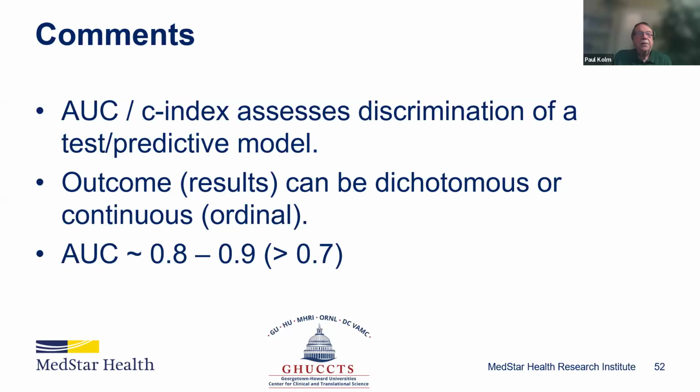Although in many cases, if we find something that's greater than 0.7, we'll kind of be okay with that. I might add here, though, if we get a C index or an AUC that's in the high 90s, like 0.98 or 0.99, then we might wonder about that. Is that too good to be true? And was something going on, maybe with the raters?